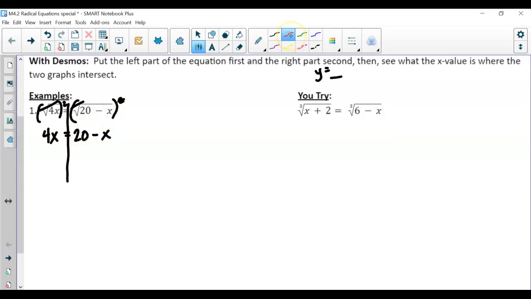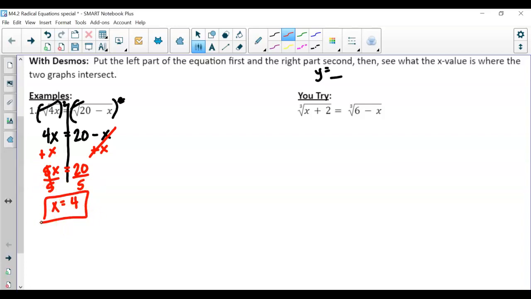So notice how even though we had two radicals here, they both end up canceling out because we raised both sides to the second power. And now we're just solving our equation for x. Now we do need to gather, so I'm going to add x now here to both sides. And here I've got 5x is equal to 20, divide by 5, and x is equal to 4.